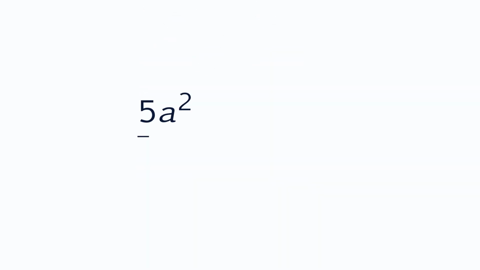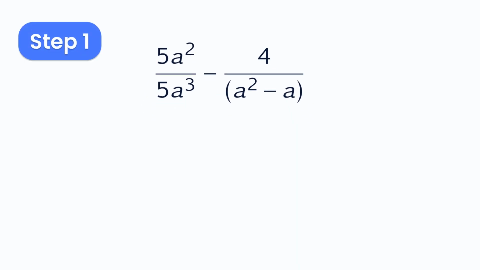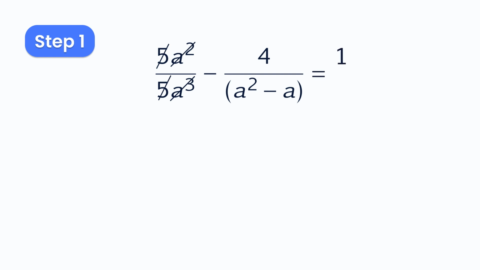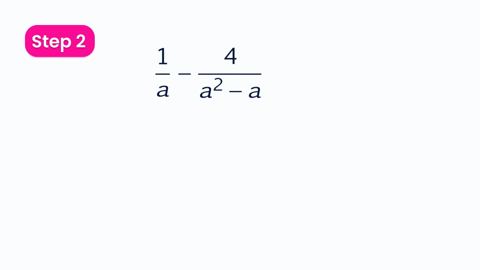First, you want to calculate 5a squared over 5a cubed minus 4 over a squared minus a. You start by checking if any of these fractions can be simplified. In the first fraction, 5a squared can be cancelled, leaving you with 1 over a. These two fractions don't have a common denominator, so you need to find the least common denominator.